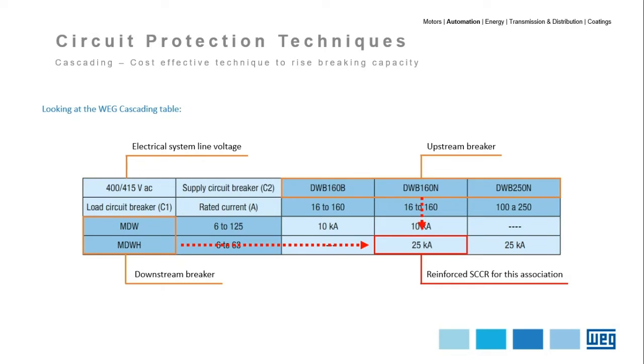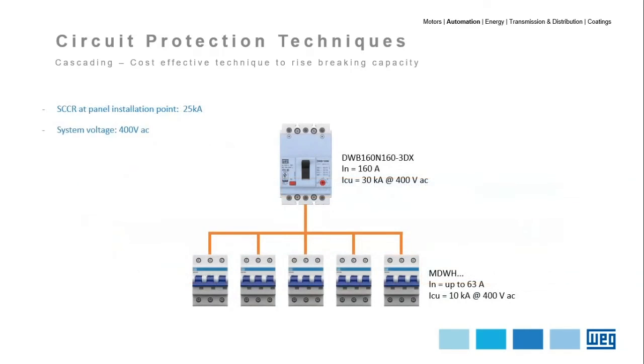Then, we have a reinforced SCCR of 25 kiloamps for this association. Back to our example. Note that now we have a cascading association for these miniature breakers, and as a result, we have a reinforced short circuit rating of 25 kiloamps. With this, the MCBs are now within the SCCR limit request, and we've got a cost-effective solution.